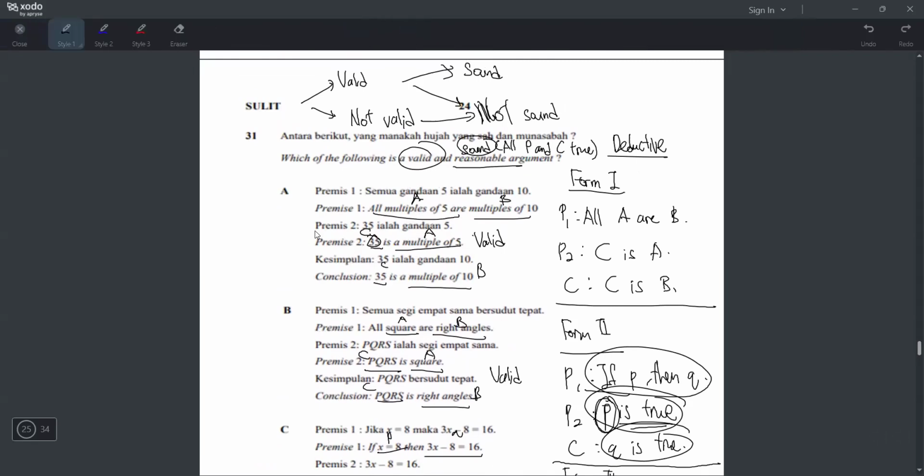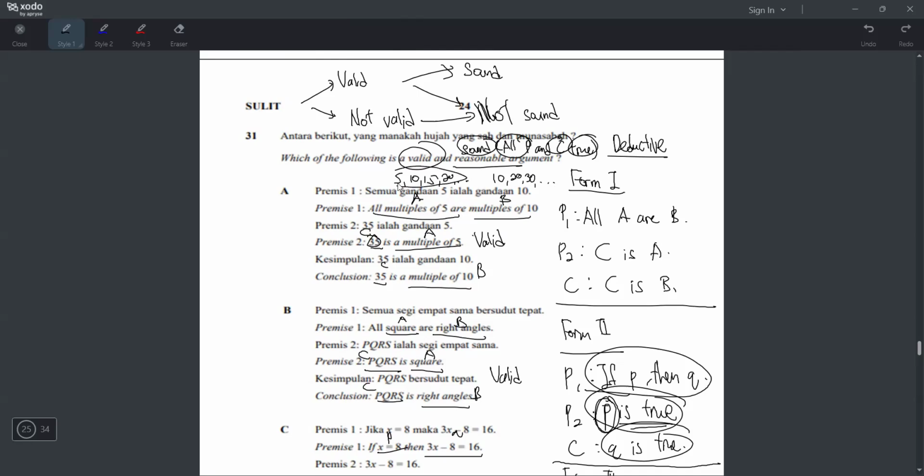Okay, tell me A and B, which one is valid and sound? Okay, sound means you kena check dia punya true value. All premises and conclusion must be true. So let's think about this. All multiples of 5 are multiples of 10. Betul tak semua gandaan 5 ialah gandaan 10? Okay, gandaan 5 ada apa? 5, 10, 15, 20 semualah, dot dot dot. Gandaan 10, 10 ada apa? 10, 20, 30.